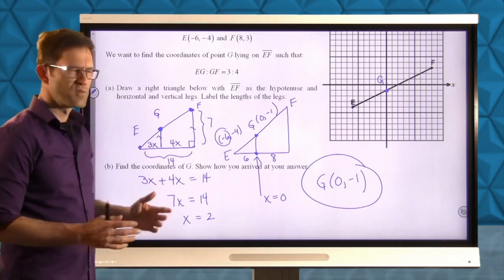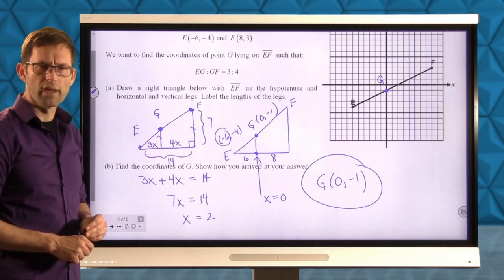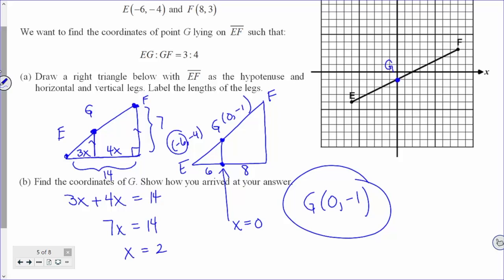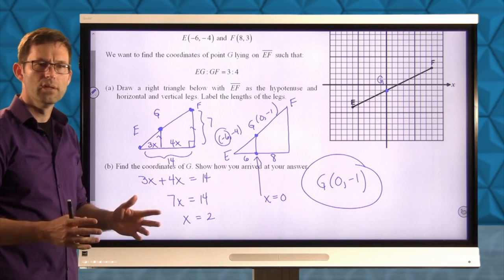All right, let me pause for a little bit, get out of the way, take a look at this, write down anything you have to, process it a bit, think about it. Okay, let's keep going.